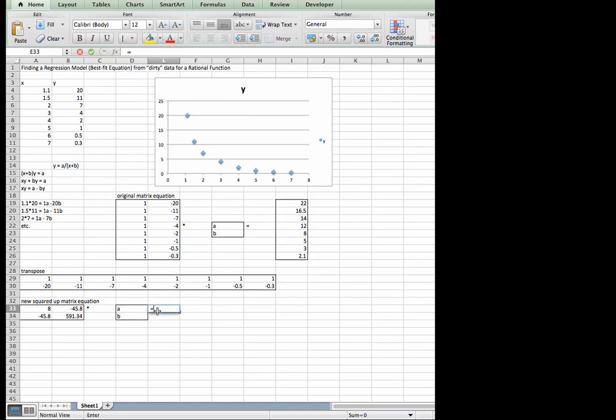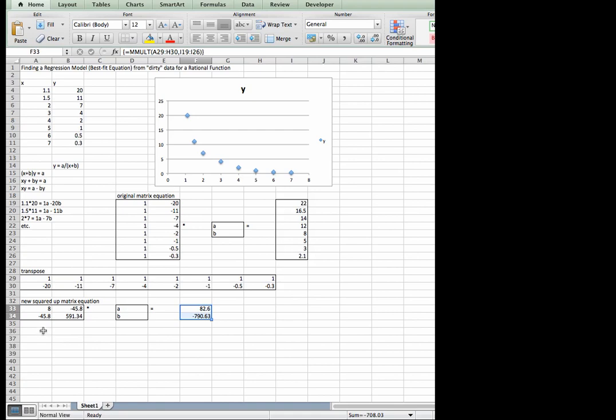And then on the other side, we're going to get a 2 by 1 because we're going to multiply a 2 by 8 times an 8 by 1. And that will give us, when we do the multiplication, transpose times, comma, the constant of the original. Control Shift Enter gives us our new constant matrix. All right, now that it's all squared up, we're ready to solve.